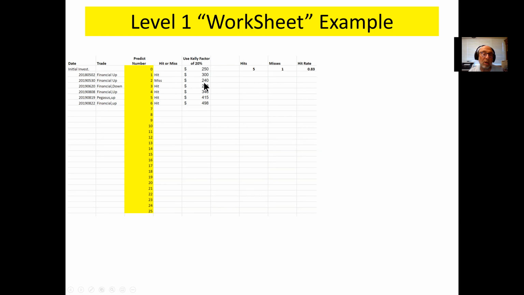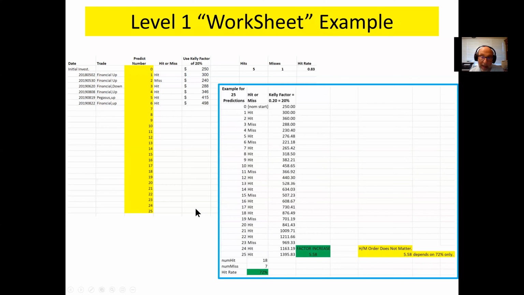Whoops, you got a miss here. It went down to 240. Oh, look at this series of hits. By the 6th one, your 250 is now $498. And this will continue until 25, and then you'll get paid.